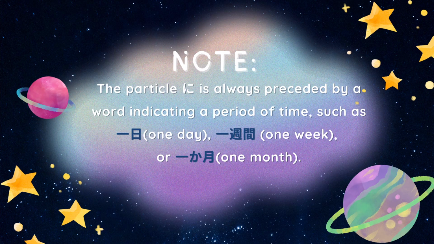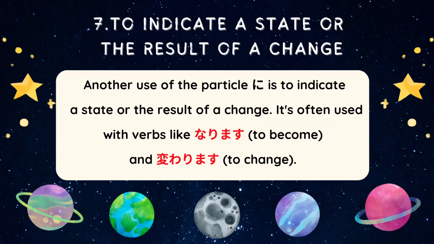The particle ni is always preceded by a word indicating a period of time, such as 1日 one day, 1週間 one week, or 1ヶ月 one month. Another use of the particle ni is to indicate a state or the result of a change. It is often used with verbs like なります to become and 変わります to change.